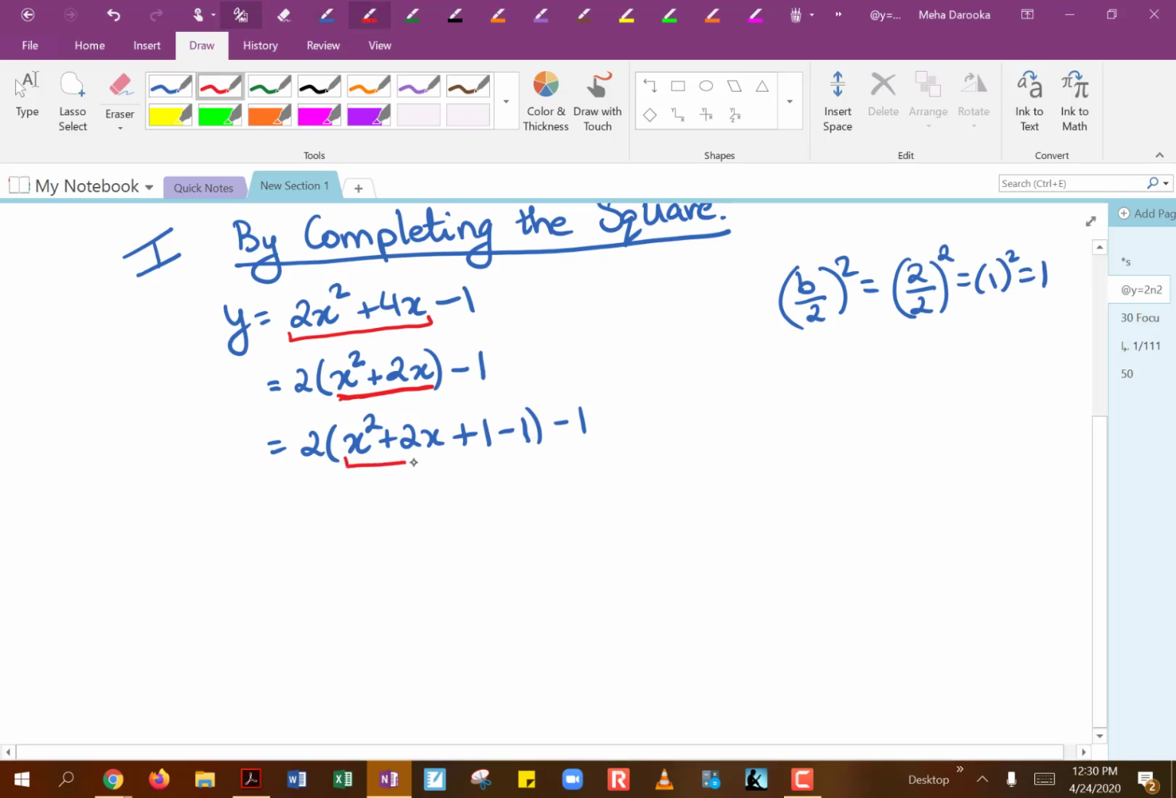Now we only need to keep the first 3 terms, which means I don't need this negative 1 which is inside my parentheses. So I need to bring this negative 1 outside. So what we do is we multiply this negative 1 with this 2 in the front. So you multiply these two numbers, and that's how we bring it outside. So I'll keep my first terms the same. So 2x squared plus 2x plus 1 will stay as it is. And now that I'm bringing this negative 1 outside, that's going to be 2 times negative 1, which is negative 2, and then don't forget this negative 1 at the end.